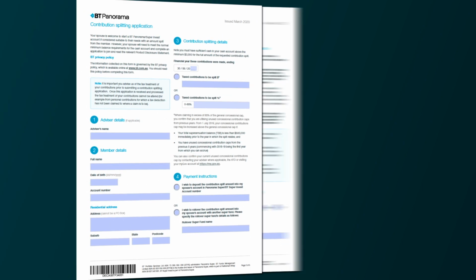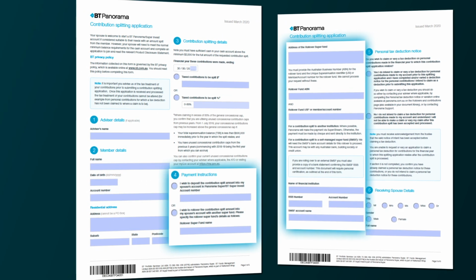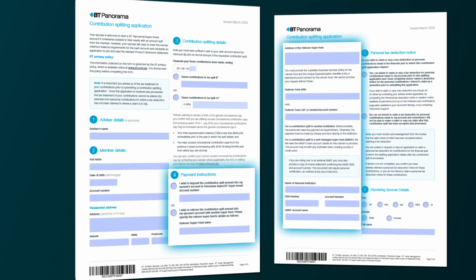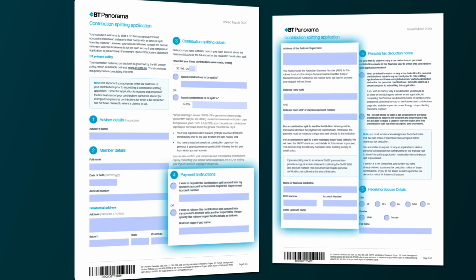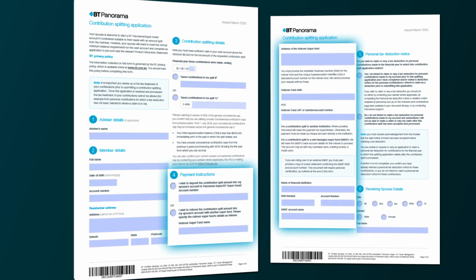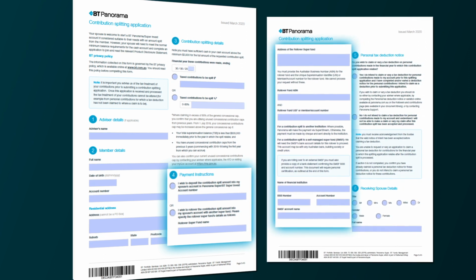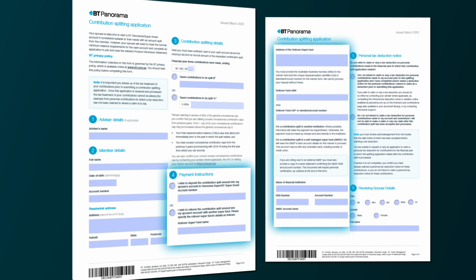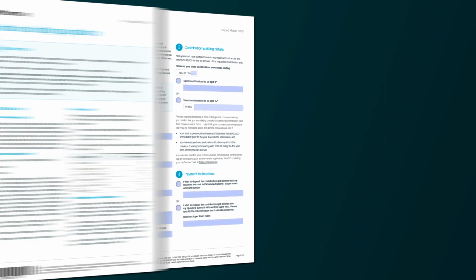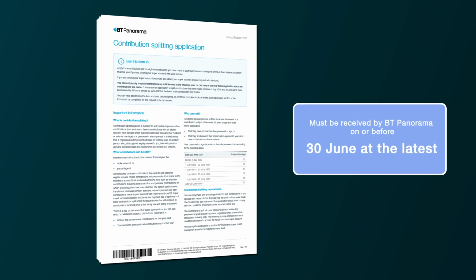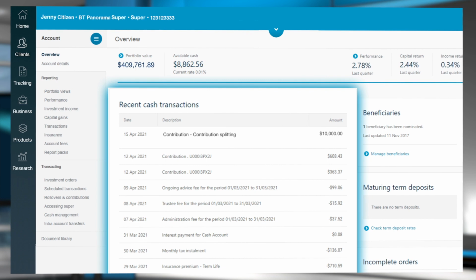Funds can be deposited directly into a spouse's Panorama super account, transferred by rollover to the spouse's account with another super fund, or deposited into the bank account of a non-Panorama SMSF. Transfers to other funds that cannot be made via SuperStream must be paid by cheque sent directly to the receiving fund. The application form must be received by BT Panorama on or before 30 June at the latest to be accepted by the trustee. The transfer should appear in the spouse's super account within approximately 30 days.